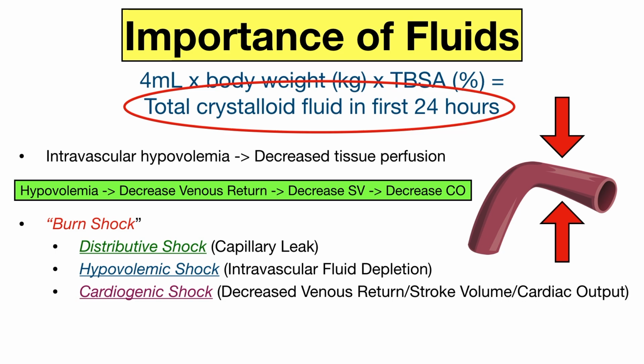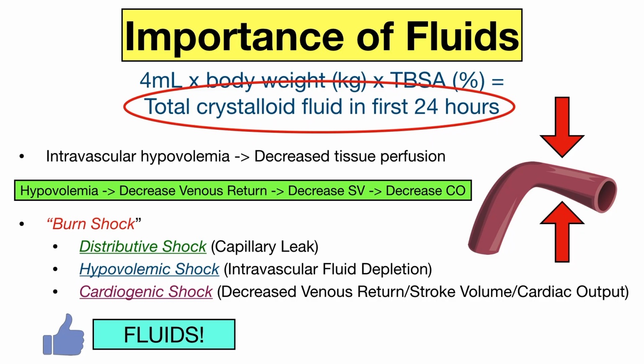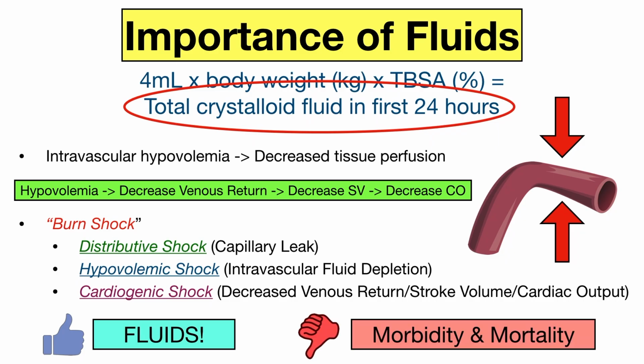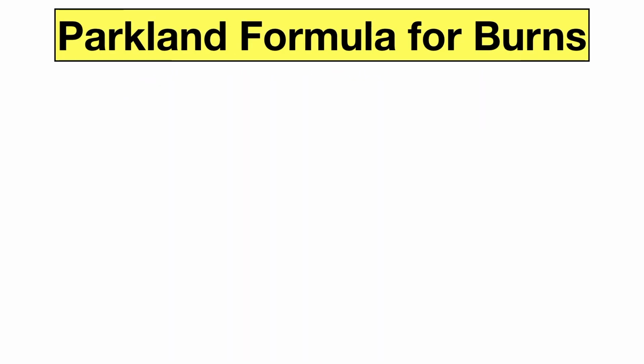So if you remember the different types of shock, we have a combination of distributive shock from the capillary leak, hypovolemic shock from the fluid shifts and intravascular fluid depletion, and cardiogenic shock from the decreased cardiac output. The way to treat this is with aggressive fluid resuscitation with the goal to maintain tissue perfusion and prevent end organ damage. Therefore, fluids play an important role in the management of circulation in severe burn patients, and this helps decrease morbidity and mortality.